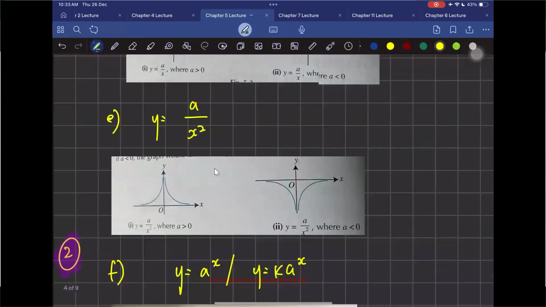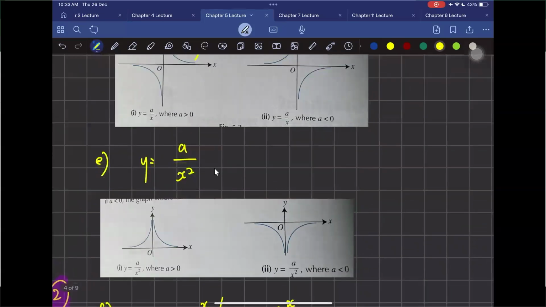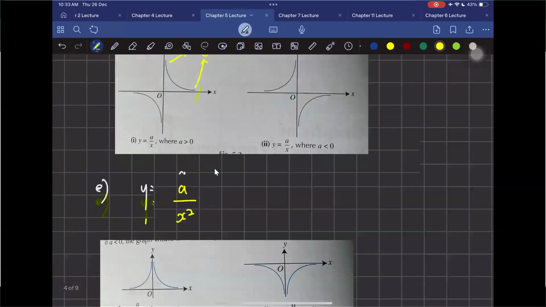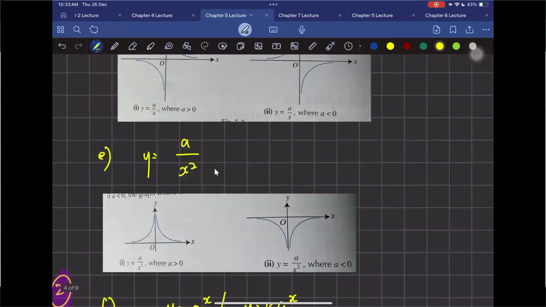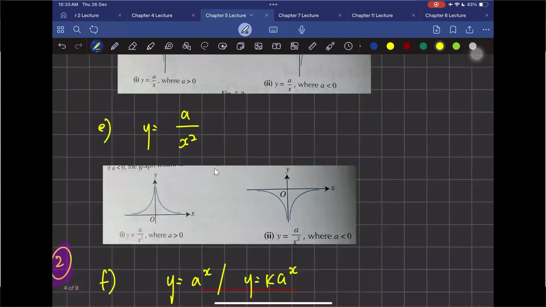Okay, then when you have a graph y equals a over x squared, it is similar to this, just that there is no negative portion when your a is greater than 0, and when a is less than 0, they are all negative. Okay?